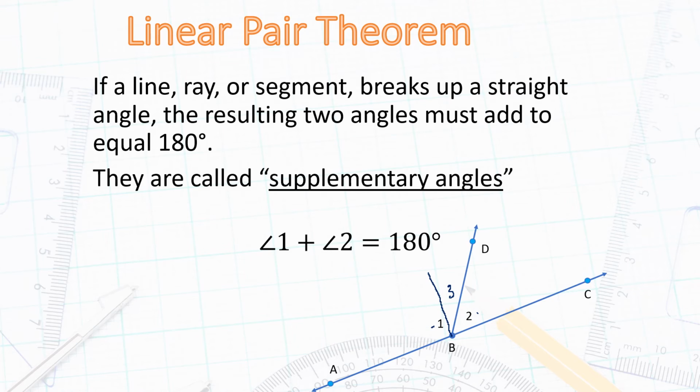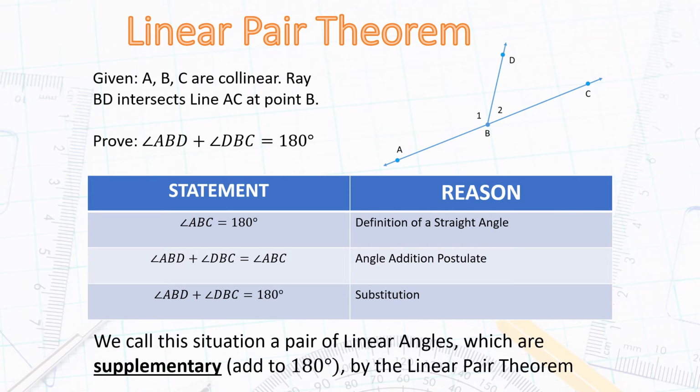So this is what we call a proof. We use a statement reason table to show that there is no way to possibly say that this is not true. So you're trying to show without a shadow of a doubt that this is true. So we would say A, B, and C are collinear, so they're all on the same straight line. And then ray BD intersects it at point B. And we want to prove that the adjacent angles, angles 1 and 2, which is ABD and DBC, are in fact supplementary. They add up to 180 degrees.